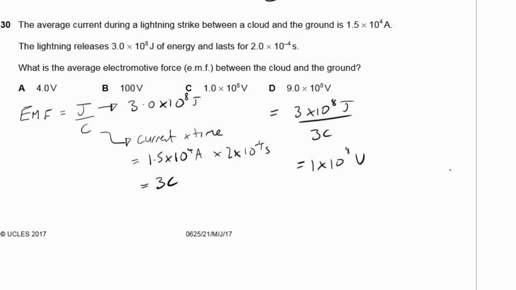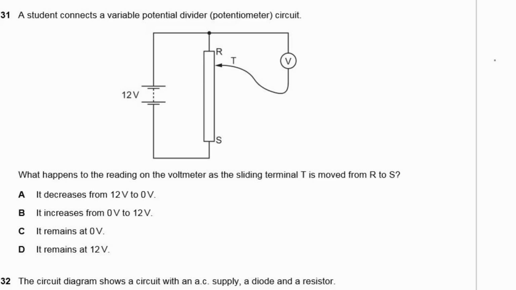Hugely important. 31. A student connects a variable potential divider circuit. What happens to the reading on the voltmeter as the sliding terminal T is moved from R to S? Ooh, right, okay. Basic bit of maths here, or basic bit of experience. If I connect this to itself, or to the other side, I'll get 0 volts. If I connect it all the way down to here, I'll get 12 volts. Because there's no resistance in the wire, it's the same connecting it at the top as it is connecting it round here. I would still read 0 volts theoretically. So as I'm moving this down, what I should see is it move from 0 volts all the way up to 12 volts.